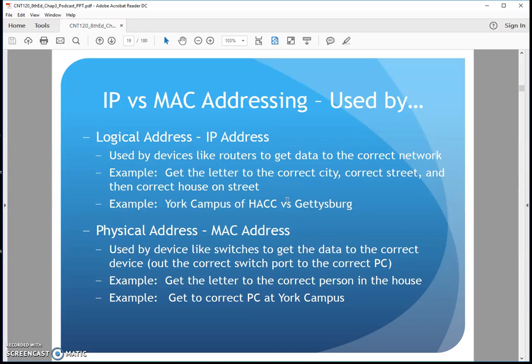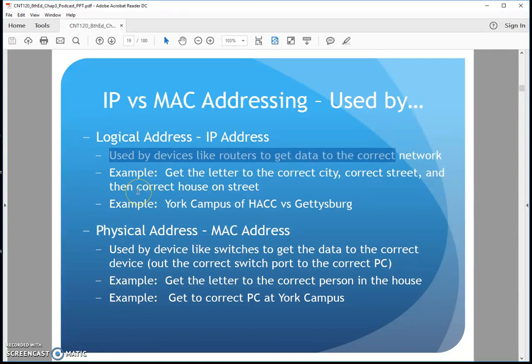Now, as we start talking MAC addresses and IP addresses, we often get confused as to why there are two types of addresses. Well, don't let that worry you. Think big picture. I use both IP addresses and MAC addresses, and both get branded on top of a piece of data moving through a network. The IP addresses, which we're going to talk about in detail in a little bit, are used by devices like routers to get that chunk of data to the correct network.